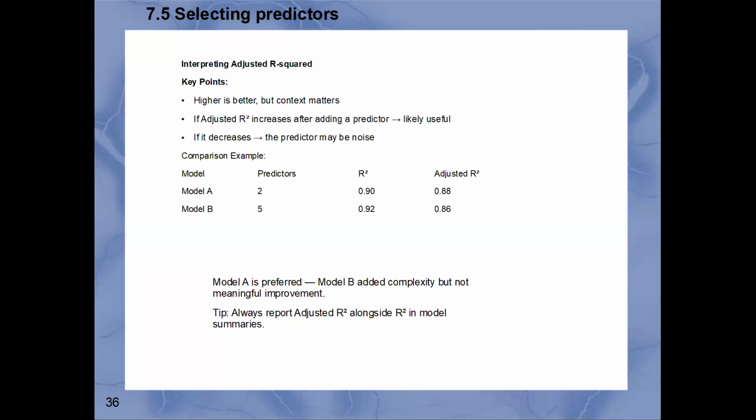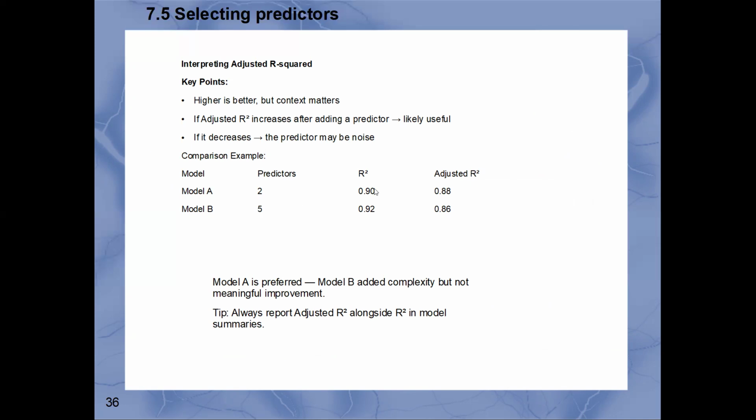So for example, here's two models to predict the same variable, like future sales. Here they use two predictors. Maybe it was advertising costs and things like that, and people's average income. And here they use 5 predictors. So maybe there was 3 more things that they included in the model.